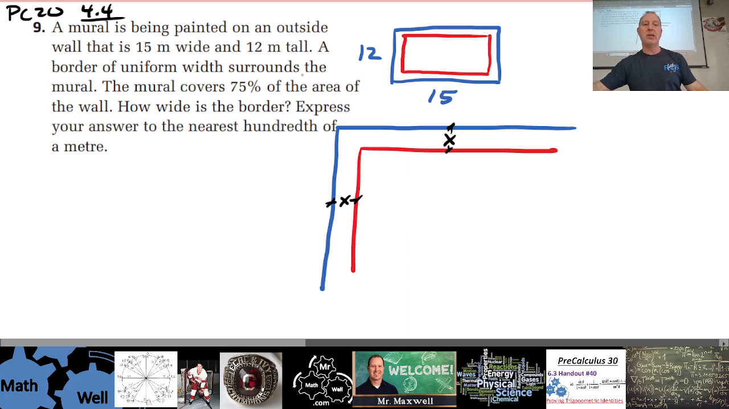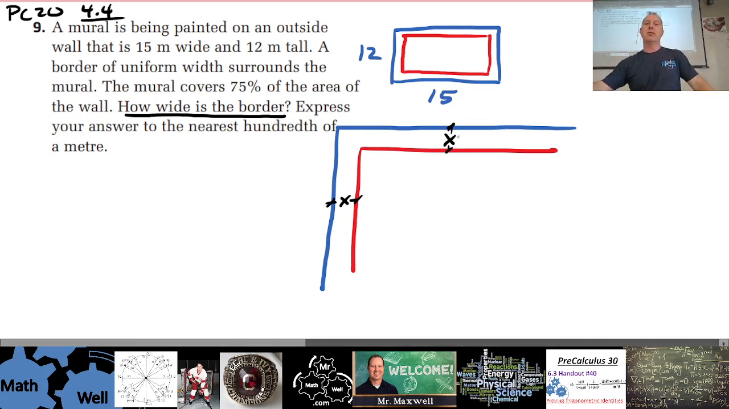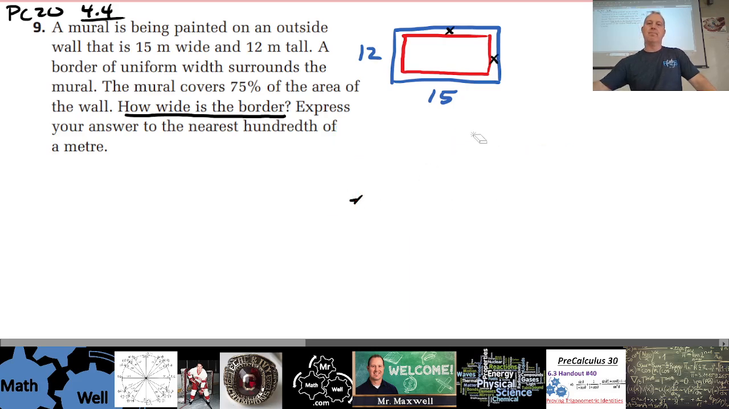Okay, and with these types of questions, because you don't know what the border is, like how wide is the border, if that's what the question is, that's what the variable should be. Almost all the time, if it says how wide is the border, the border is unknown. We don't know what it is. We have to try and find the border width. So that would be your variable, okay? So that's why I put the little X there. So this is X wide all the way around, okay? Consider that.